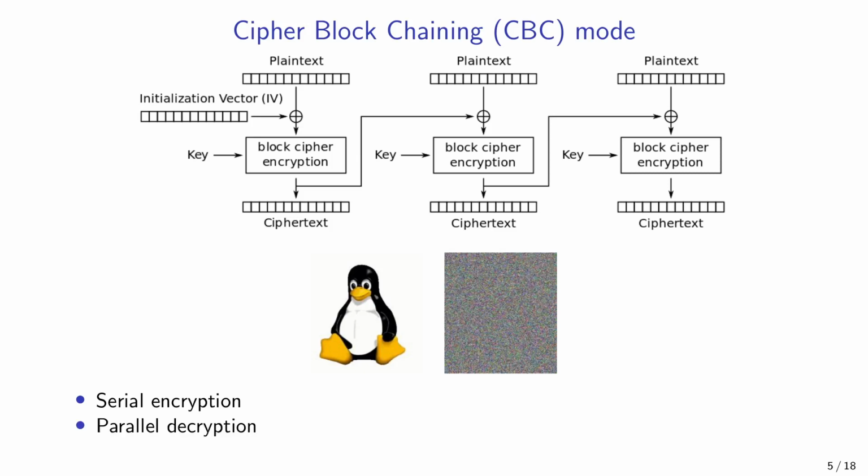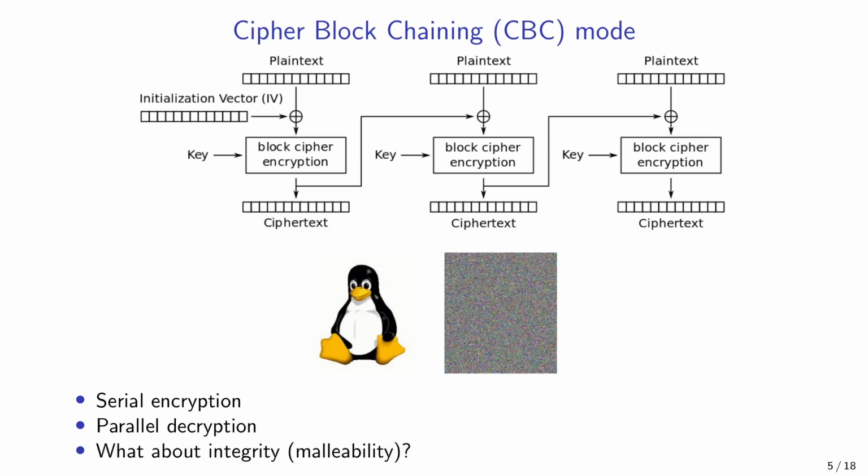However, we can perform parallel decryption here. We can decrypt this ciphertext before the previous one has been decrypted. What we have to do is to decrypt the ciphertext and take the ciphertext from the previous block to recover the original block here. So for decryption, we can use several CPUs to speed up the decryption process.